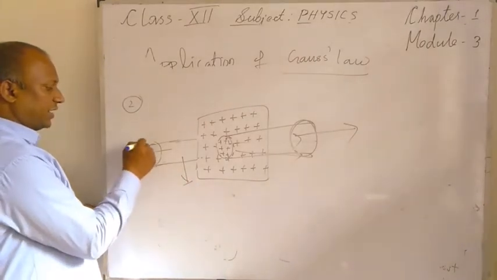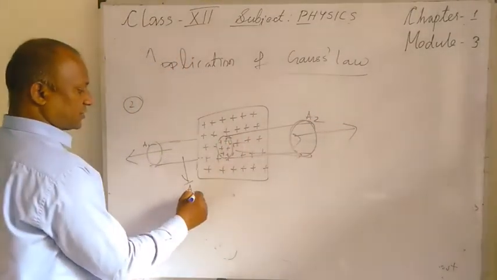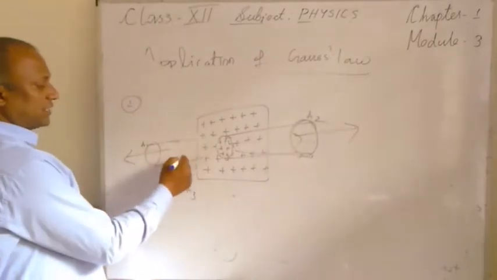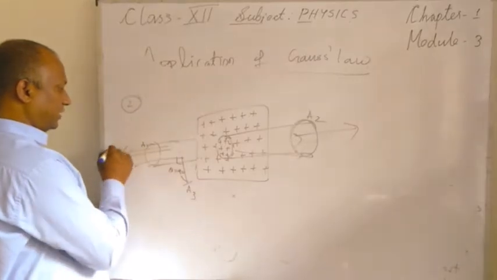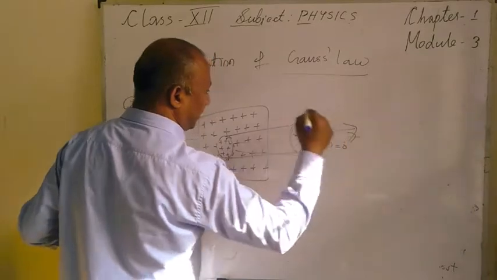So this area I will just put as A1, here A2, and this curved surface area is A3. So for A3 the electric field lines are at 90 degrees, so theta is 90 degrees here, but for A1 and the electric field line theta is 0 degree. For A2 also the electric field line theta is 0 degree.